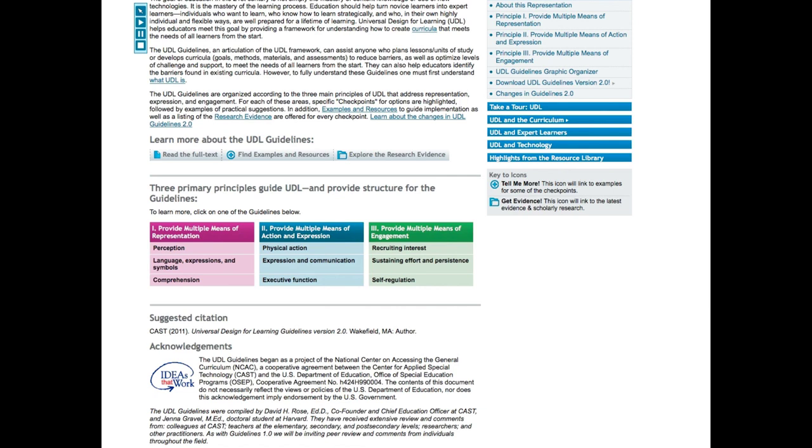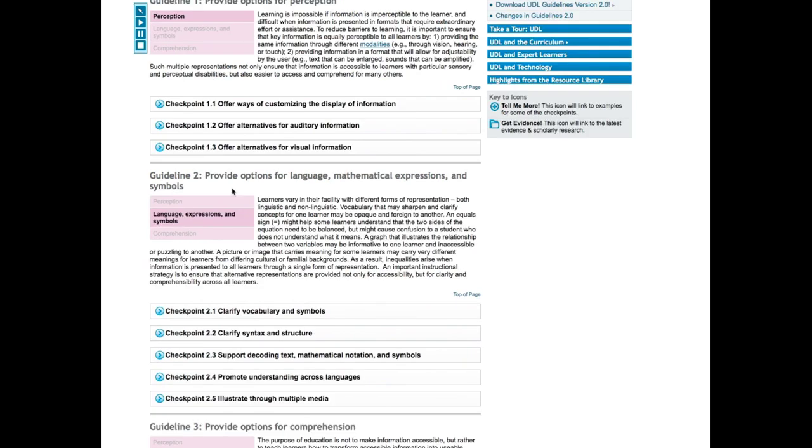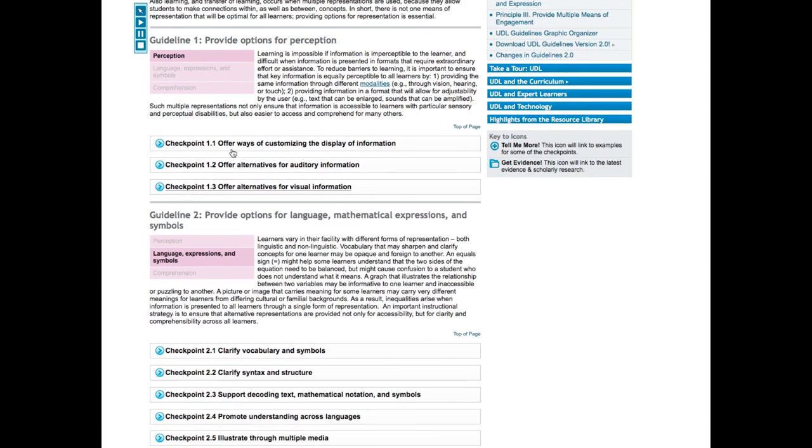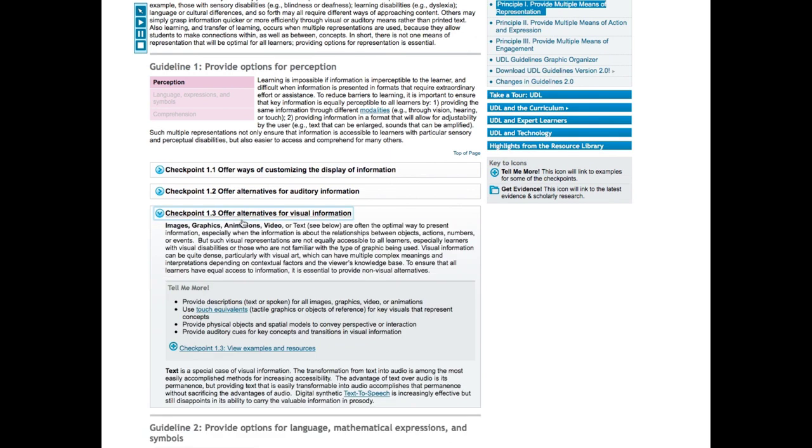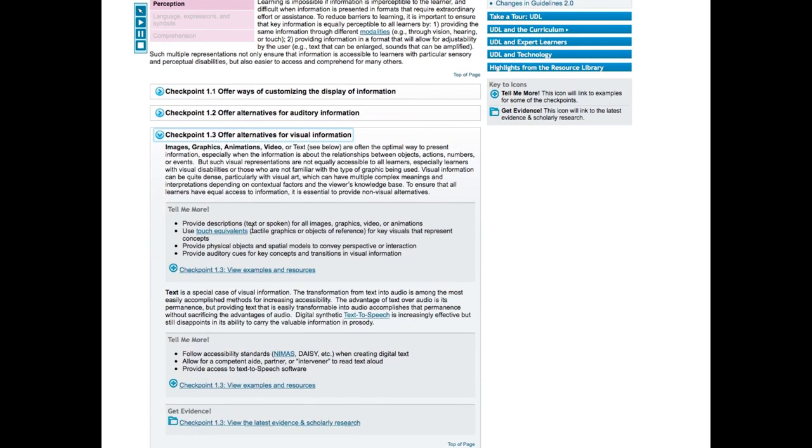If I'm looking, for example, at Principle 1.3 as one that I think might fit this barrier, I can look under Perception to find checkpoint 1.3. When I click on that, it gives me a lot more information that helps me determine if this is the proper checkpoint for addressing this issue. Again, the barrier was that some students struggle with perceiving information in text-only format.